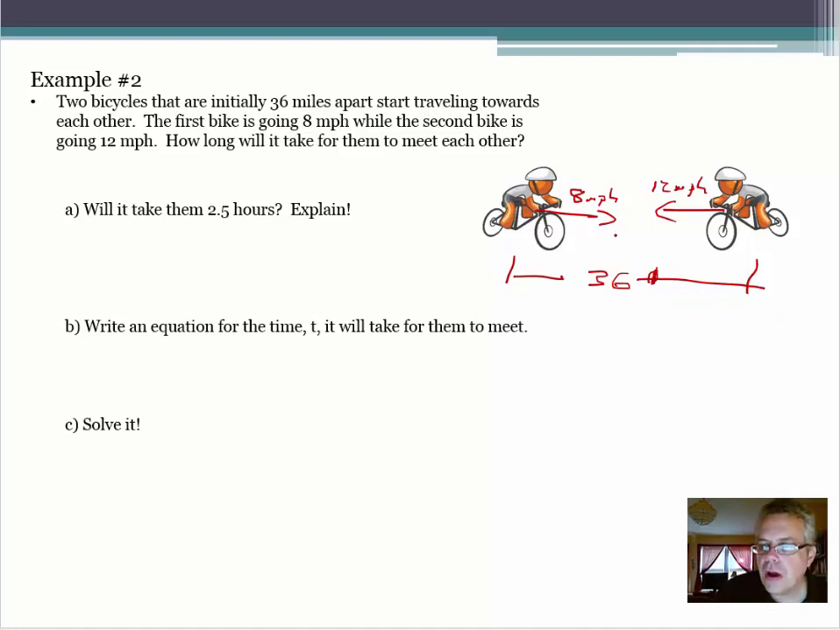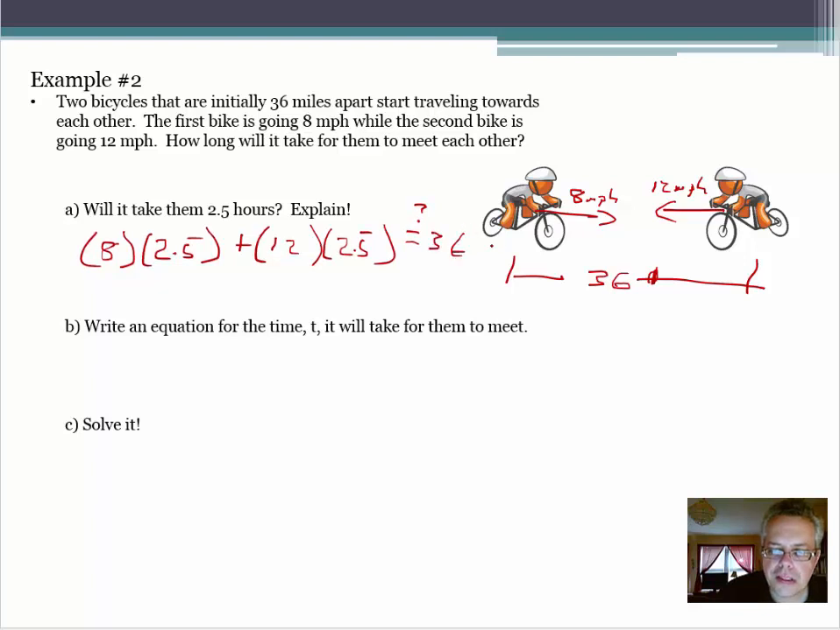So however far the first guy has traveled, the other bicycler has traveled the rest of the way in order for them to meet. So this looks a lot like the last problem. The first bike traveled 8 miles per hour times, we're guessing 2.5 hours, plus the distance the second one traveled, his speed of 12 times how long he went, and together this is how far they both traveled. And we want to know, is this equal to 36?